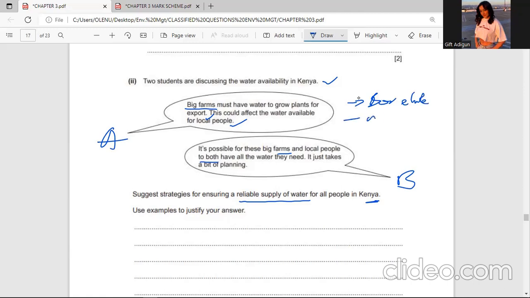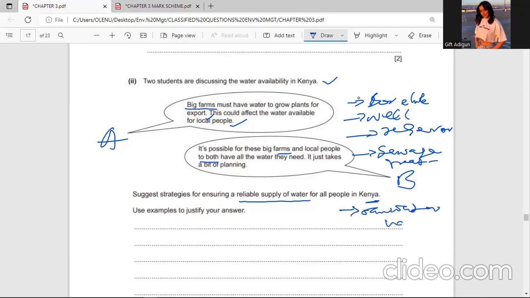You can bring in things like wells. You can bring things like reservoirs. You can bring things like boreholes, wells, reservoirs. You can bring things like sewage treatment. Sewage treatment. You can bring things like rainwater harvesting. Rainwater harvesting. Now, these are methods of water supply. Now, justify your answer.